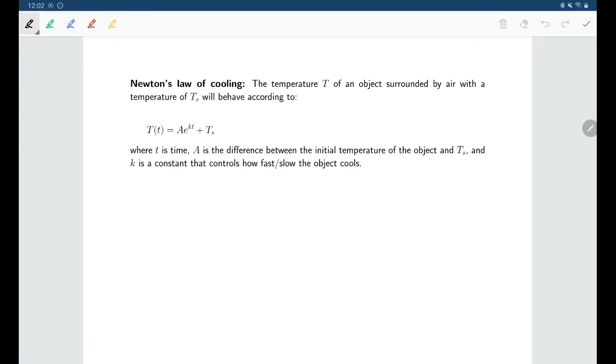Welcome back. In the last part of this section, we're going to look at two more models. One is Newton's law of cooling, and the other is logistic growth. So for Newton's law of cooling, we're talking about something where we have an object that is hot and has been taken out and left to cool down.